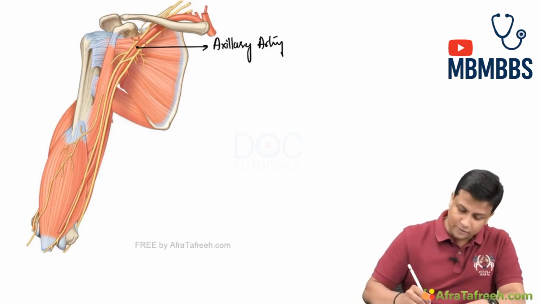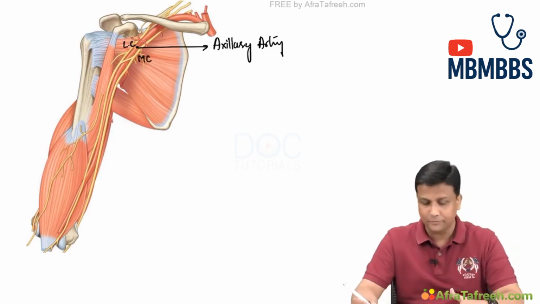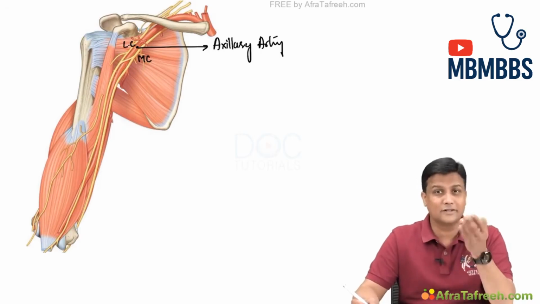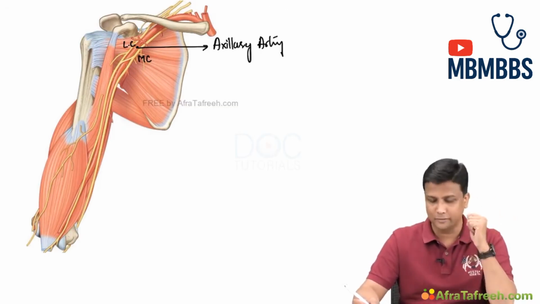Now, in this diagram, you are able to see that this one is present towards the lateral side. So, this is the lateral cord here, and this is towards the medial side. So, this one is the medial cord here. And the posterior cord is not visible in this diagram here. It will actually be present behind. So, there is a lateral cord, there is a medial cord, and then there will be a posterior cord behind the axillary artery. Not visible in this diagram.